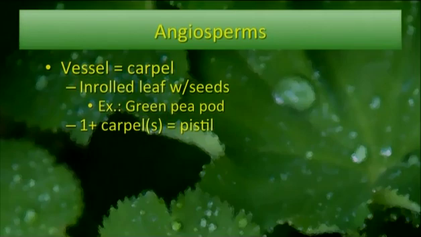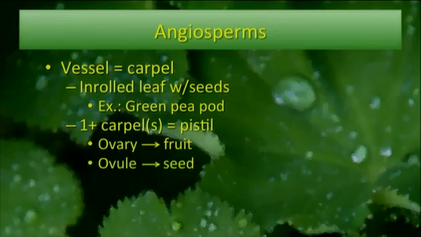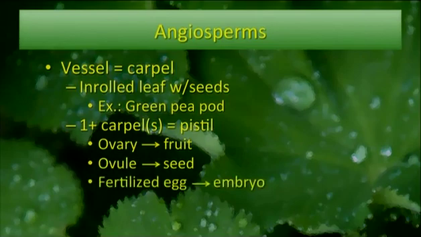So it's a fruit. The ovary becomes a fruit. The ovule becomes a seed. And after the egg and sperm unite, the fertilized egg becomes a zygote, and the zygote develops into the embryo, which is a new baby generation. So these angiosperms, or flowering plants, have covered seeds, which distinguish them from the naked seed gymnosperms.